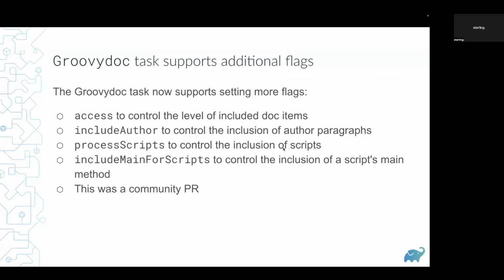I also merged in a community PR which added additional flags to our GroovyDoc task. These are access flags to control the level of included doc items specifically. We used to have include private for this, but now this flag controls all levels including package private or protected. There's the include author flag, which controls the inclusion of author paragraphs from the GroovyDoc. There is process scripts, which controls whether or not scripts are included in the outputted GroovyDoc. And there's include main for scripts, which controls whether or not a script's main method, which is implicitly added, is included in the GroovyDoc.